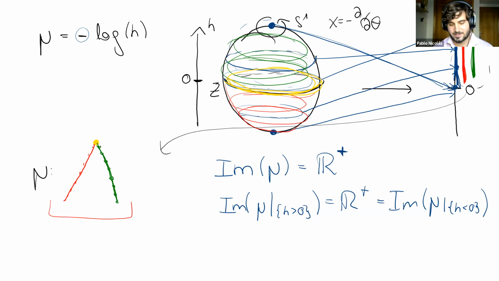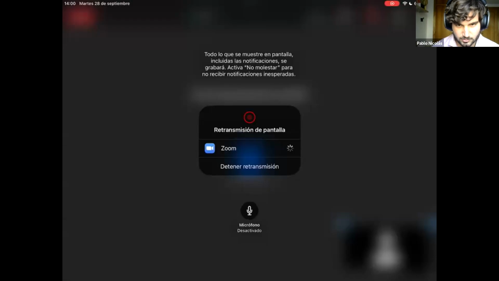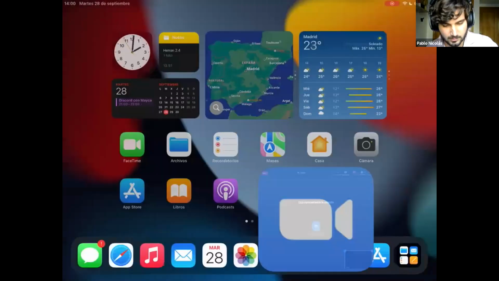I will improvise it. So I will stop sharing my screen. Yes. Okay, so I will share screen, Zoom, start transmission. Okay, yes, I am sharing now. And well, wait. Okay, now.